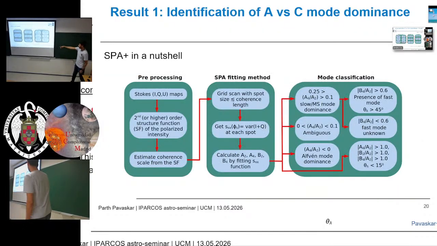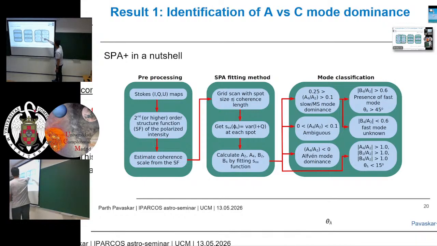So this is also what I show here, as in if you do have compressible or slow mode, or MS, which is magnetosonic compressible.